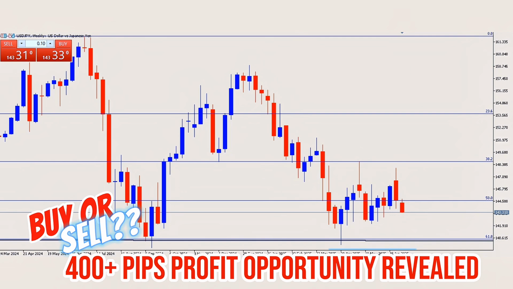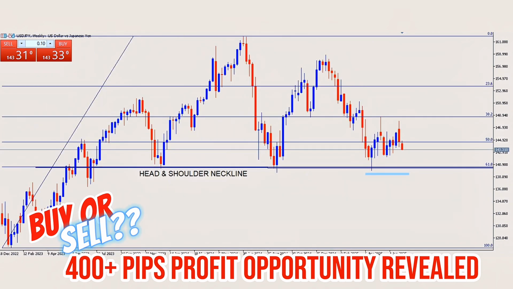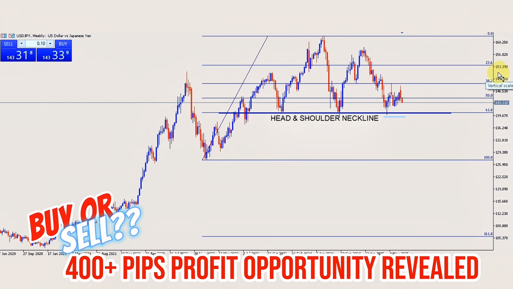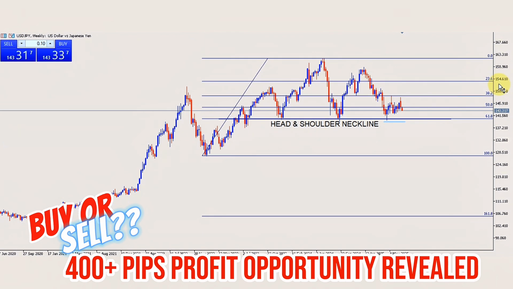Now when you look at the weekly time frame, I want to show you something very powerful on the weekly time frame also. This is the reason why I so much believe that I will make money from selling USDJPY, and I want you to make money with me too. So pay attention to this weekly structure.